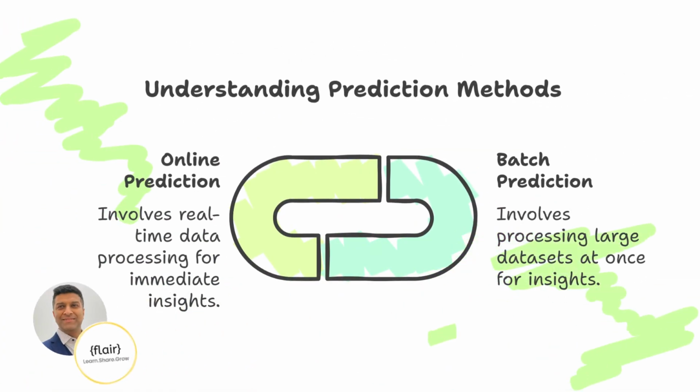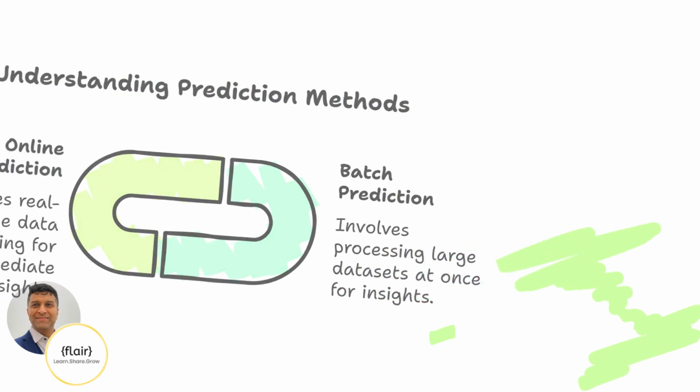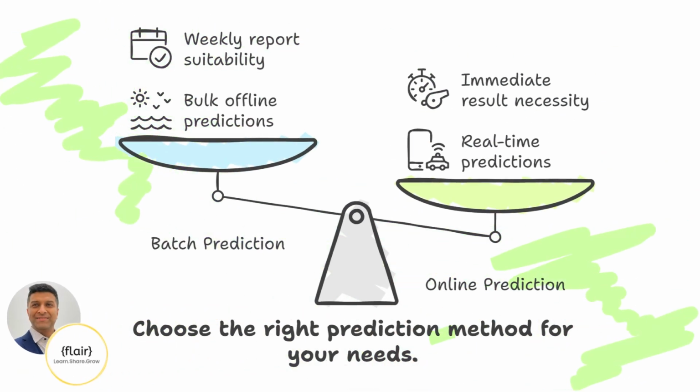Now let's talk about how predictions are made. There are two main types of prediction: batch and online. First, batch prediction. This is like having a big batch of data and making predictions on all of it at once. It's often done offline and predictions are stored for later use. Imagine, for example, generating weekly reports or analyzing customer data. Batch prediction is perfect for these kinds of tasks where real time data isn't necessary.